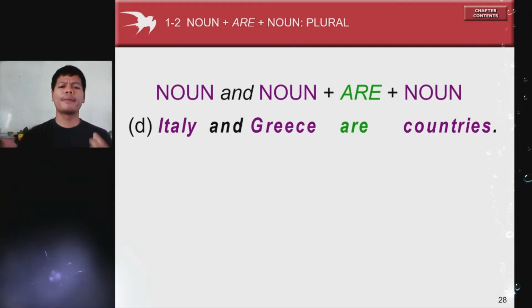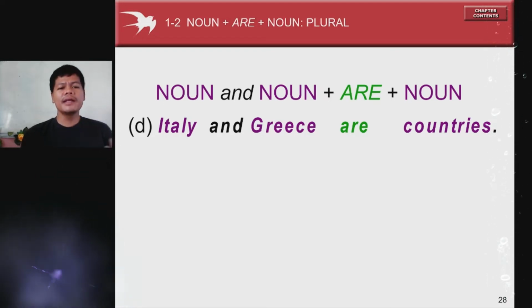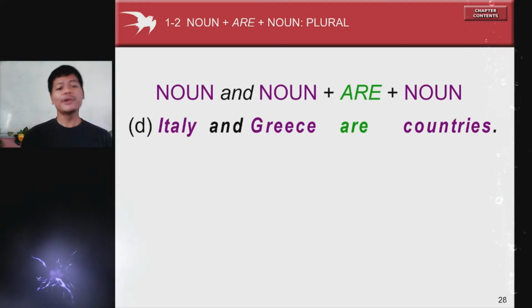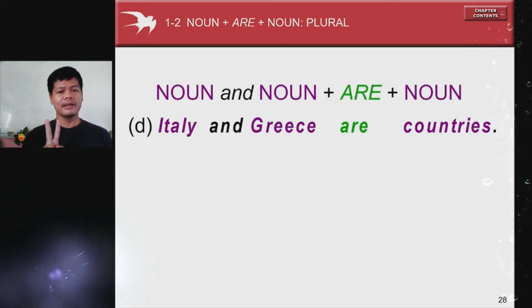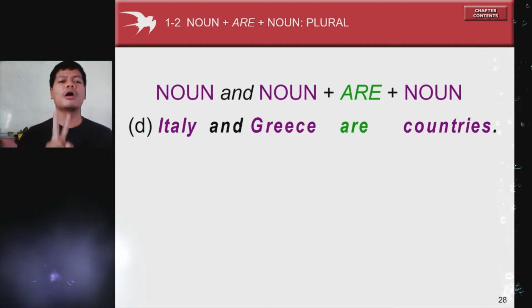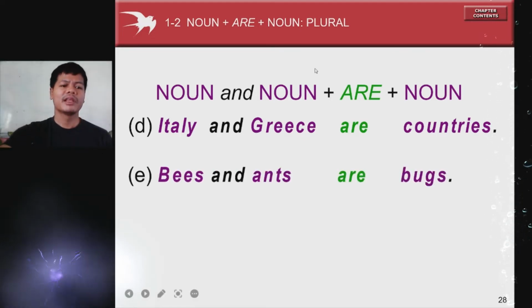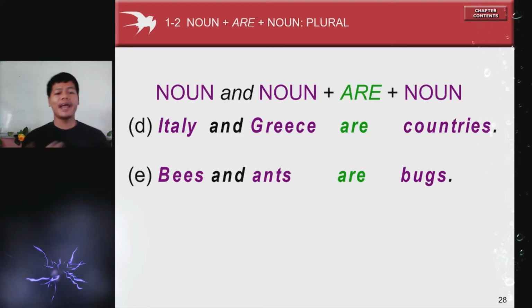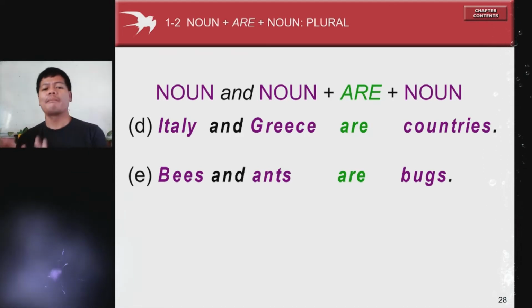Now, noun plus are plus noun. Example: Italy and Greece are countries. Do you know Italy? Do you know Greece? Two countries. Okay. Two countries is plural. Italy and Greece are countries. Bee and ant are bugs. Oh, do you know bee and ant? Not insects. They are bugs. Okay.